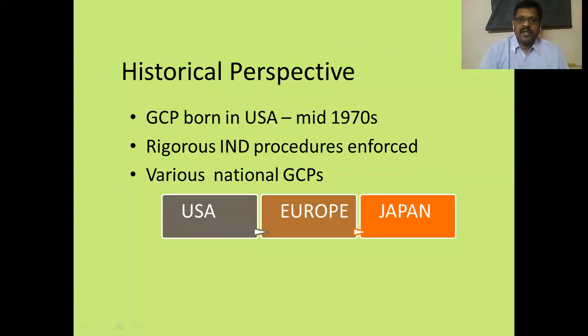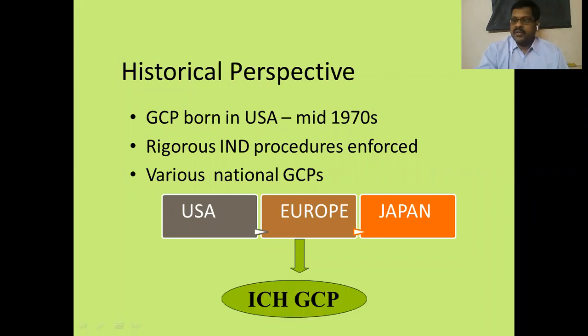From a historical perspective, GCP, that is good clinical practice, is stated under the ICH guidelines. Good clinical practice was born in the USA in the mid 1970s. Rigorous IND, Investigational New Drug, procedures were enforced in the USA because of the sulfanilamide problem and the thalidomide tragedy. Nations like the USA, Europe, and Japan jointly formed a uniform guideline, called the ICH GCP guideline. That is the developed version of the US-made GCP.